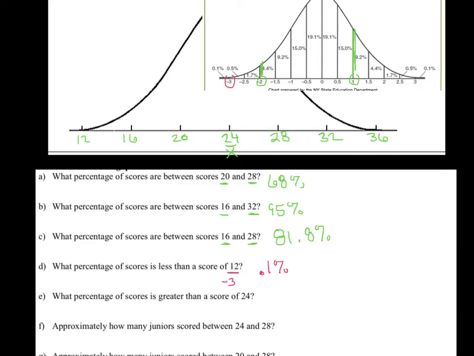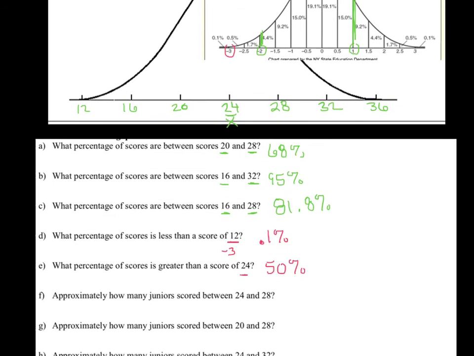E, what percentage of the scores is greater than 24? Now, where did 24 fall? Well, 24, that was the mean. How much is greater than the mean? Exactly 50%. Okay, now we're going to change our tune from percentage to actually how many juniors.